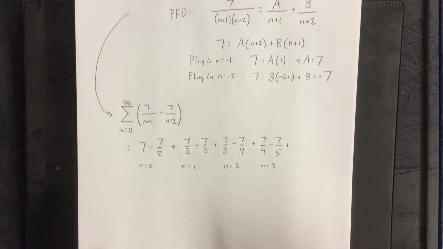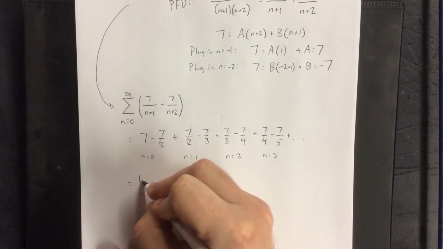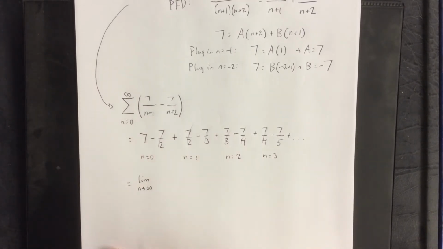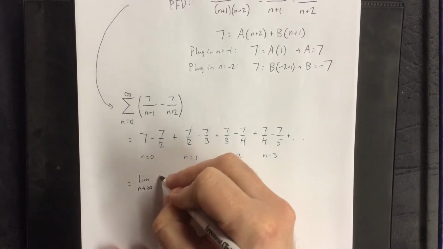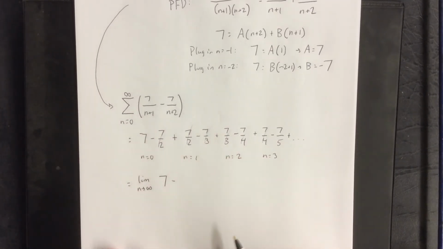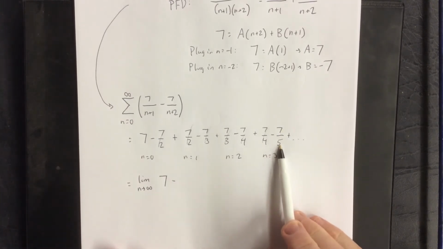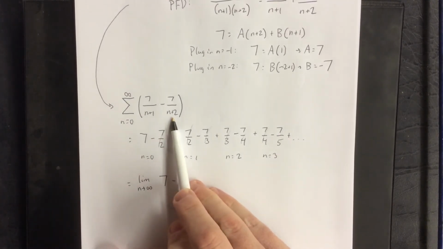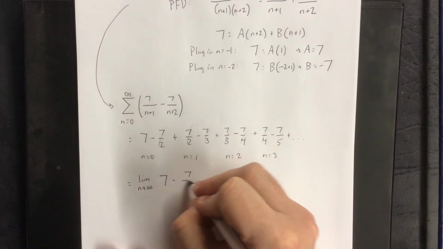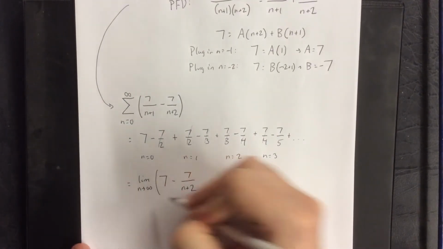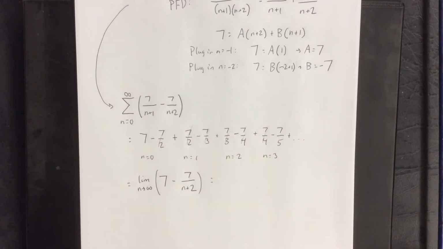Now, if I wanted to generalize this, similar to what we did on the previous page, this is the limit as n goes to infinity of, we'll still have this 7 left over, and the thing that we'll be subtracting, at n equals 3, we had 7 over 5. That came from this term right here, the 7 over n plus 2. So this will be the sum of the series.